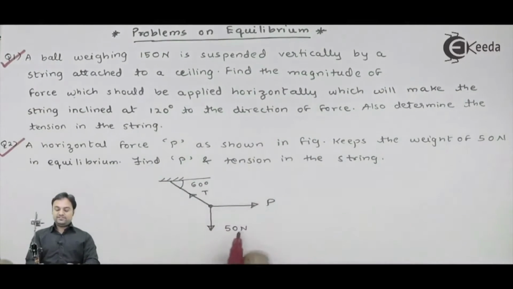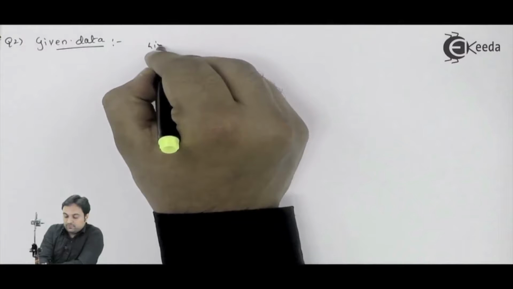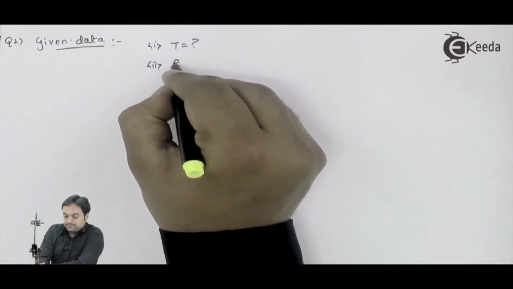So here they have given us a diagram. In the previous problem, diagram was not there. Again, we have to calculate the value of horizontal force and tension in the string. Let us try to solve this problem. Here two things are unknown. We have to calculate T and we have to calculate P.